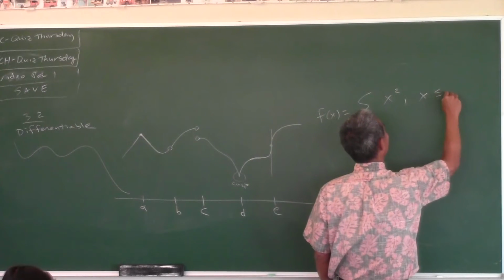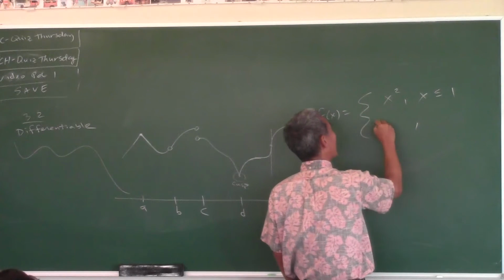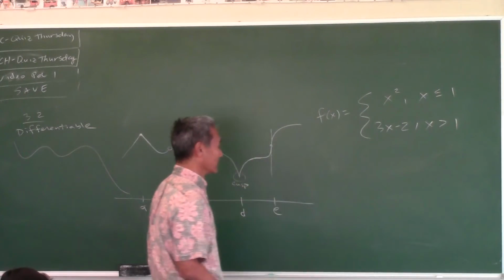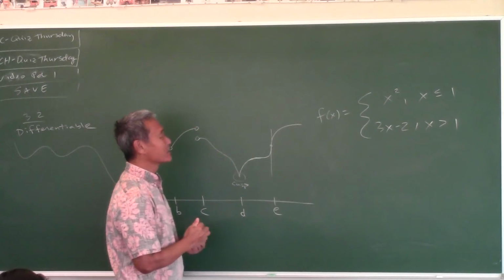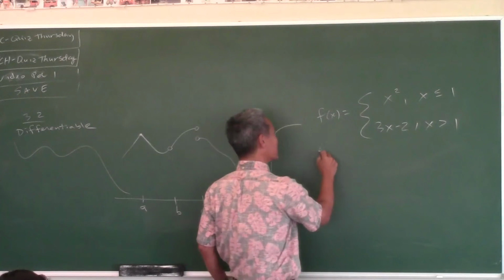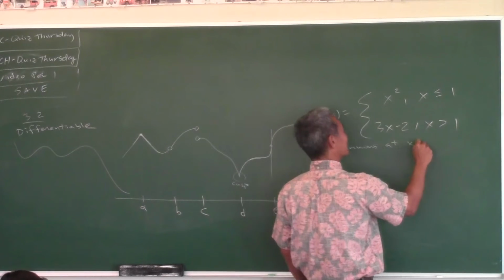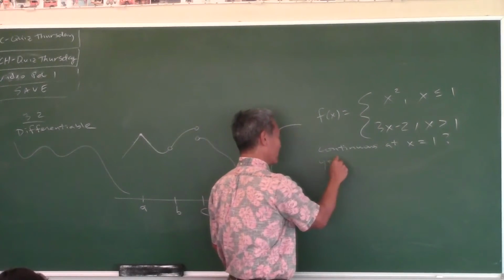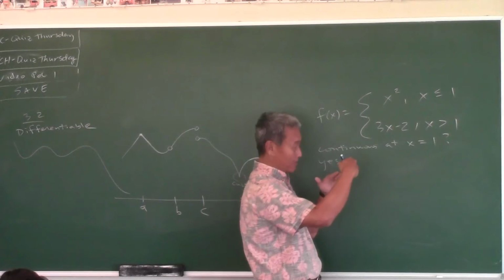Now let's go less than or equal to 1. And then how about 3x minus 2 when x is greater than 1? Okay, let me ask you some questions about this piecewise function here. This is good practice for Monday's test, by the way. Is this function continuous at x equal 1? Yeah. Okay, how do you know? Plug it in. Because if you plug in 1 here and you plug in 1 there, you get the same number, so they actually meet.